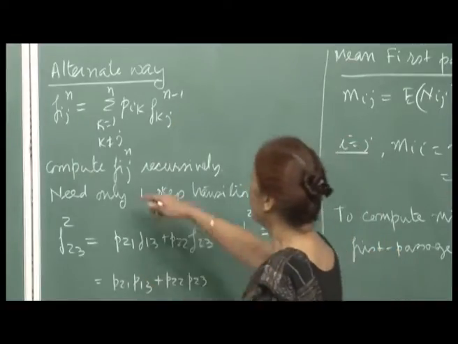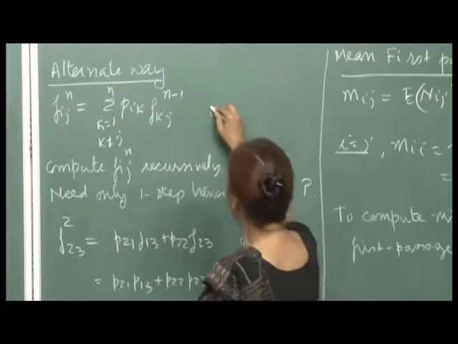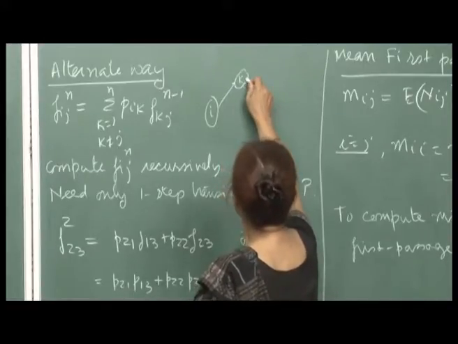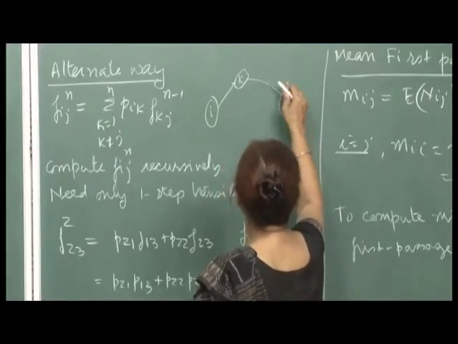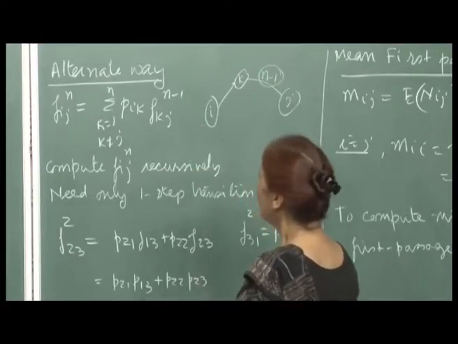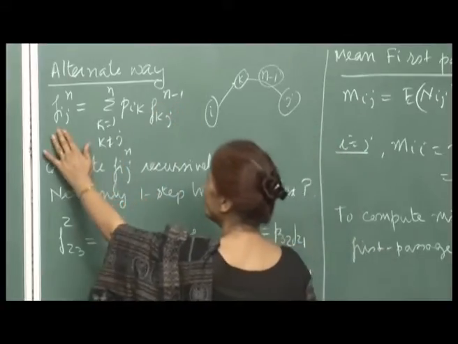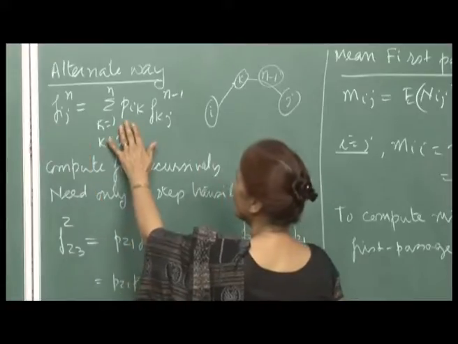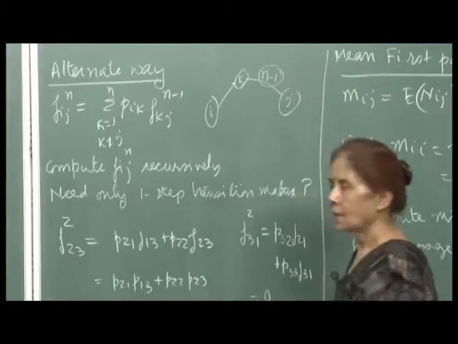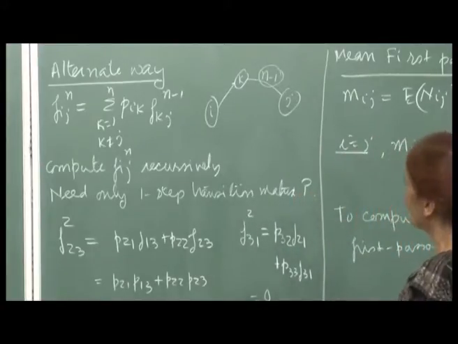Is it okay? So that means k is varying from 1 to n. Of all possible states, you start from i and you may go to some other k, and then from k you want to go to j for the first time. So here you will require n minus 1. If you have already computed your f_kj(n-1), then you can compute your f_ij(n) by using the first step transition probabilities, and so this is a neater and more efficient way of computing your f_ij(n)'s recursively.